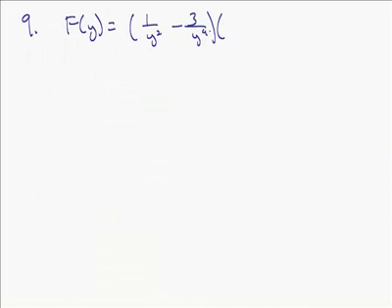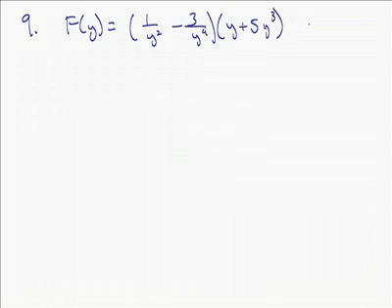Number 9 looks like it's kind of a tricky one. Let's see if we can get that started. We have a function called capital F. Its independent variable here is y, so we're going to be taking the derivative with respect to y. It's 1 over y squared minus 3 over y to the 4th, that times the quantity of y plus 5y cubed.